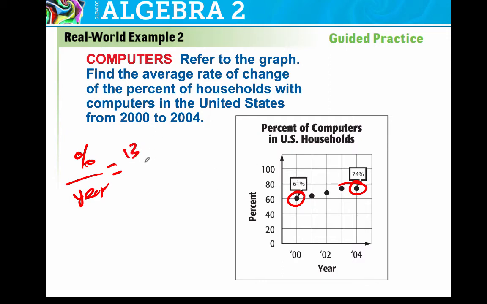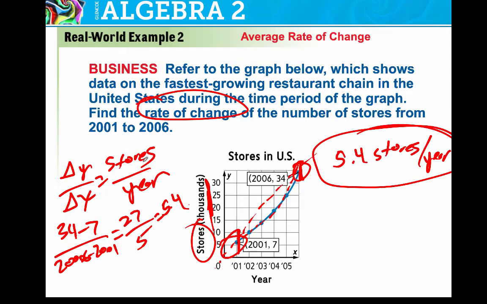Oh, back here, this is 5,400 stores, right? Because it was in thousands. So 5.4, I should probably make note of that. Almost made my first mistake of the year. Good recovery though. So I could change that to 5,400 stores per year. Yeah, gotta watch out when they do that stuff.